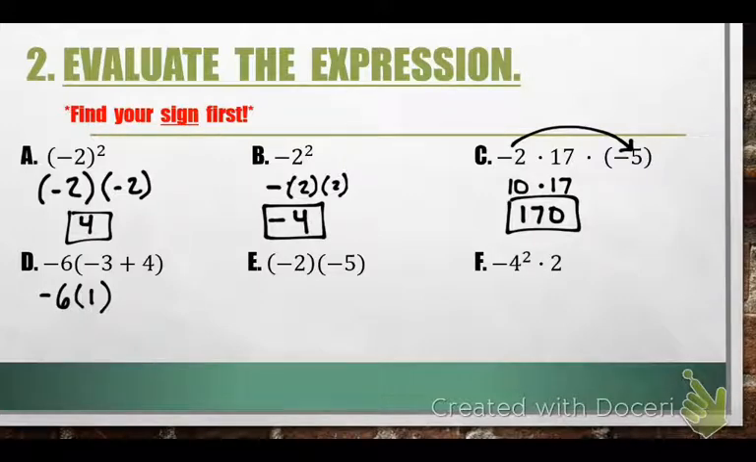Alexis, what's -6 times 1? Okay, and do I keep the negative or let it float away? You keep the negative because there was an odd number of negative signs, so my answer has to be negative. All right, next one, Brody. -2 times -5. How many negative numbers do I have?